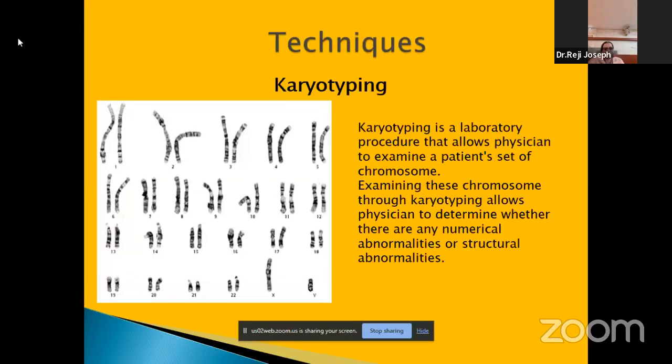The next technique for finding out a chromosomal abnormality is karyotyping. By doing karyotyping, we can examine the chromosomes. The procedure is done by a geneticist to find out a chromosomal abnormality, or whether it is a numerical abnormality. Next slide, please.